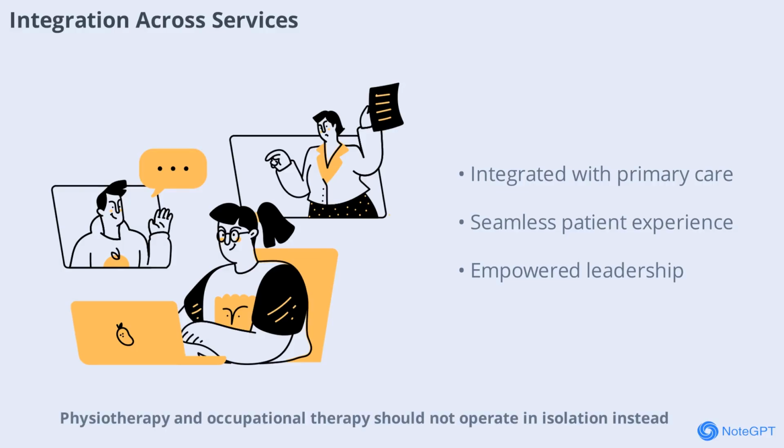Integration is a key factor in successful community palliative rehabilitation. Physiotherapy and occupational therapy should not operate in isolation. Instead, they need to be closely linked with primary care, specialist palliative care, and other community services. This integration allows for better communication, earlier and more appropriate referrals, and a more cohesive experience for patients. When all providers understand each other's roles and work together, patients benefit from a seamless continuum of care. Leadership representation for rehabilitation professionals further strengthens this integration, promoting a culture of empowerment and independence for patients.